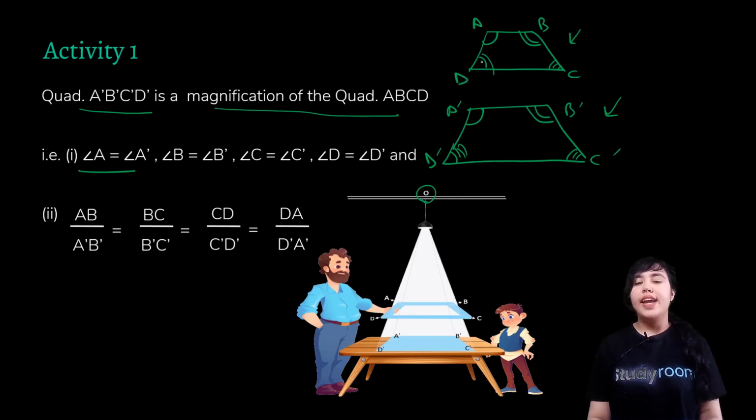Then apart from angles, I told you we need to look for the sides as well, the corresponding sides. So corresponding to AB, we have A dash B dash. Find out its ratio. Find out BC upon B dash C dash, CD upon C dash D dash, and DA upon D dash A dash. All these ratios, which we were calling representative fractions, would turn out to be equal. And if that is the case, we can say that this object and its shadow are forming a pair of similar figures.